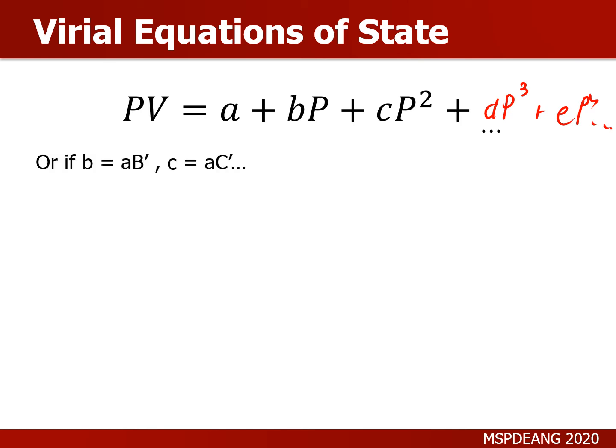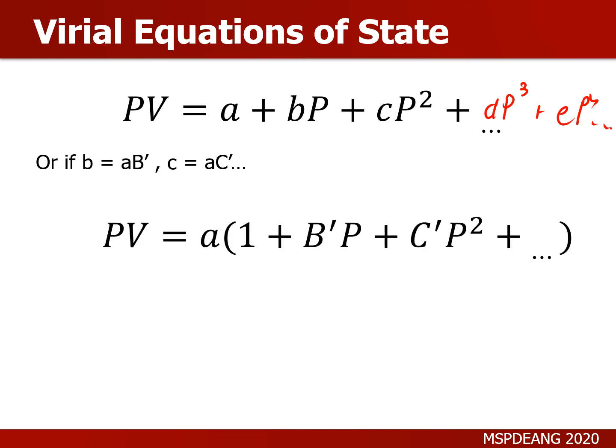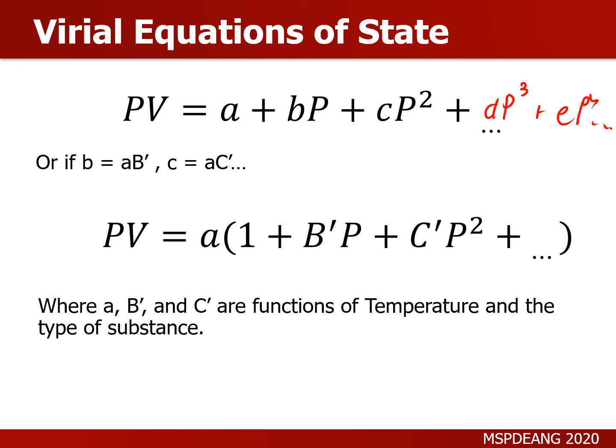Or you can also express this such that B is equal to AB prime and C is equal to AC prime. So PV is equal to A, quantity 1 plus B prime P plus C prime P squared and so on. Now, A, B prime, and C prime are all functions of temperature and the type of substance. So for each substance, iba yung A, iba din C, B prime, C prime, and so on. So these constants are temperature and substance dependent. Very generic or very general itong virial equation of state natin.